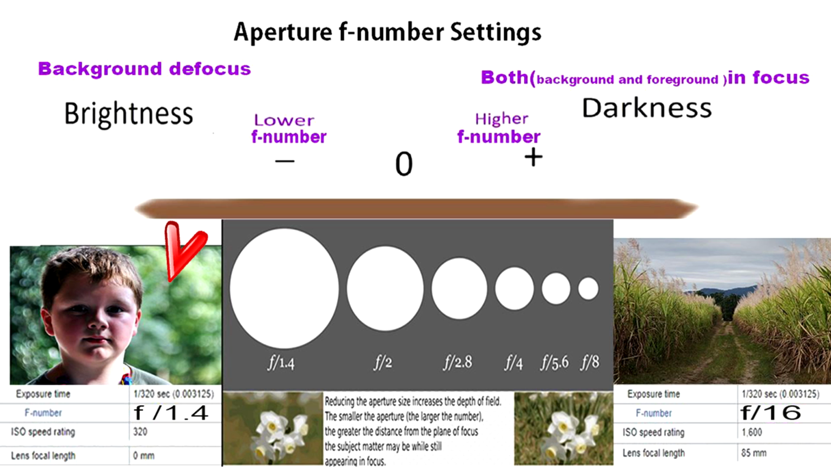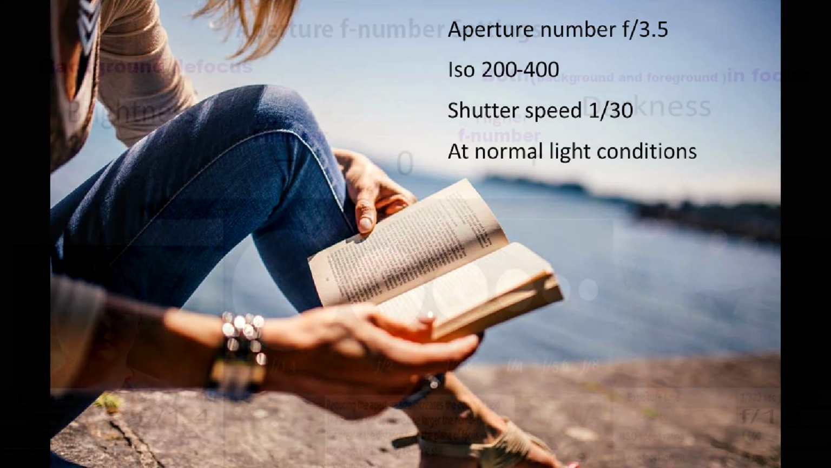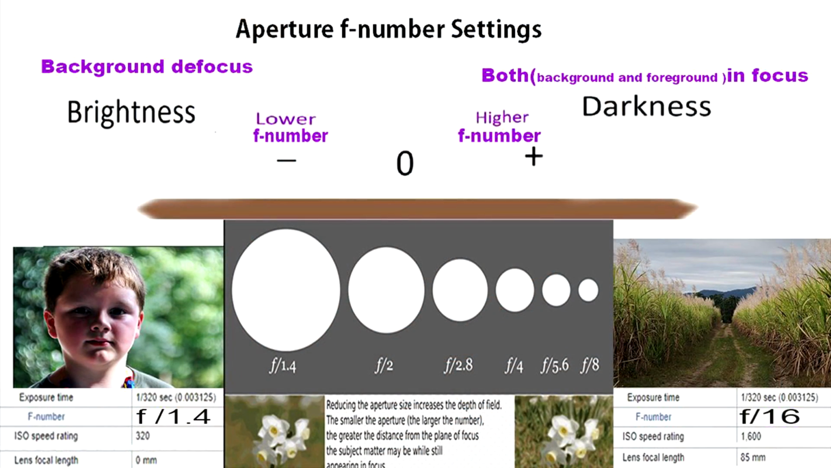You can try this with manual mode. 3.5 aperture number, shutter speed approximately 1/30 at normal light conditions, ISO between 200 to 400, and there should be a difference between subject and object.